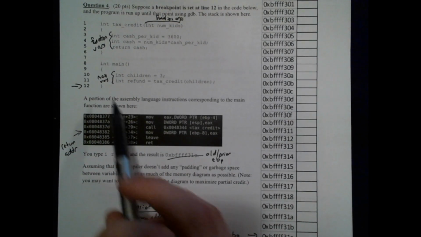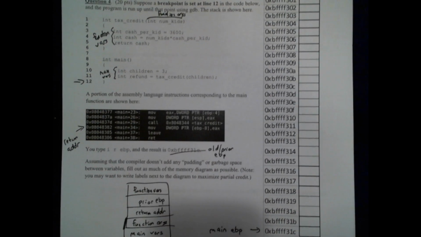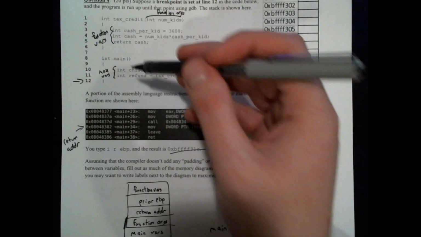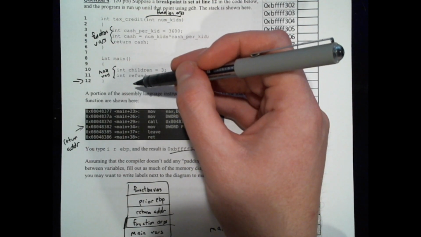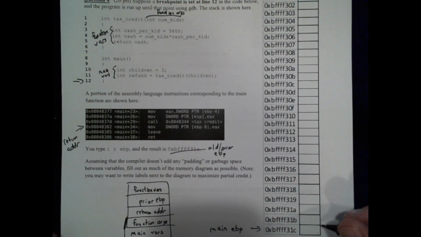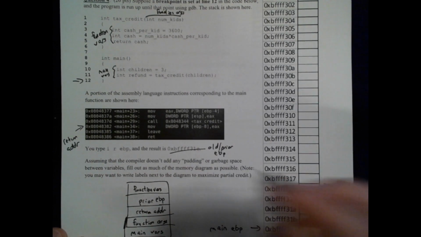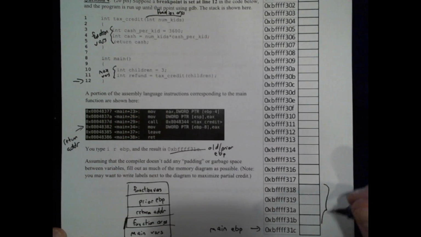So we'll start with main vars here. And we're going to put that starting at EBP and building up. So we build the stack by reading the variables top down, and then putting them on the stack bottom up. So the first 4 bytes of this, or the bottom 4 bytes of this, are going to be dedicated to the first variable in main, which is children.